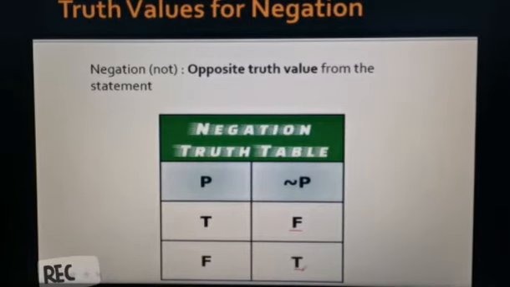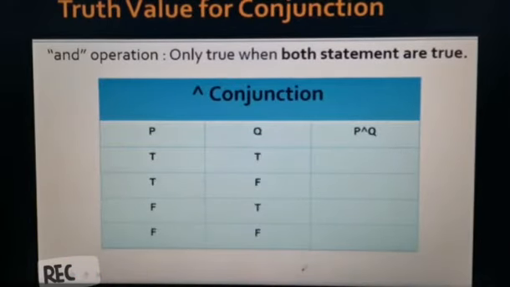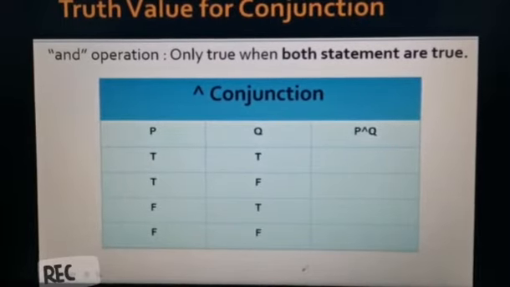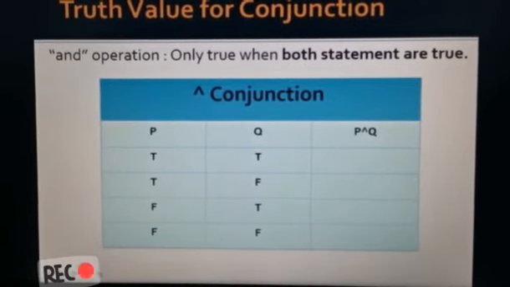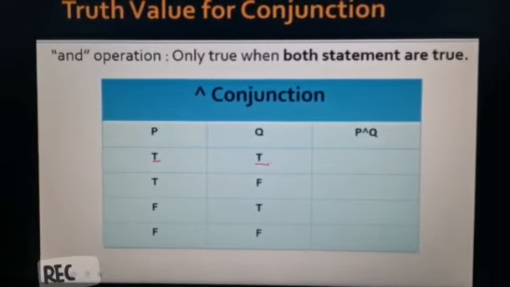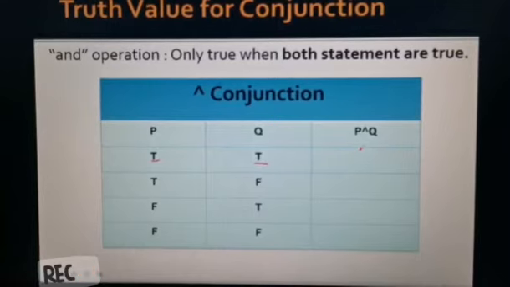The second is the truth value for conjunction. This is also what we call the AND operation. In the truth values for conjunction, it is only true when both statements are true. If our P statement is true and our Q statement is true, then P conjunct Q is also true. For the rest, if there is a false statement in the given, it will give us a false result.